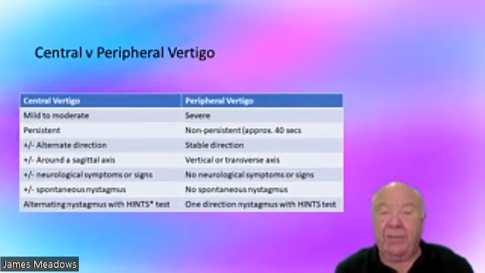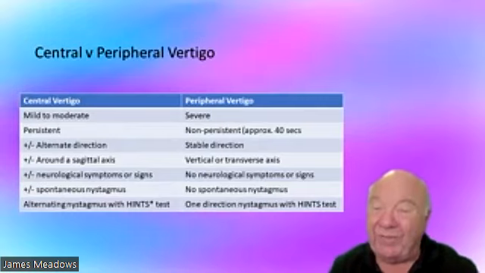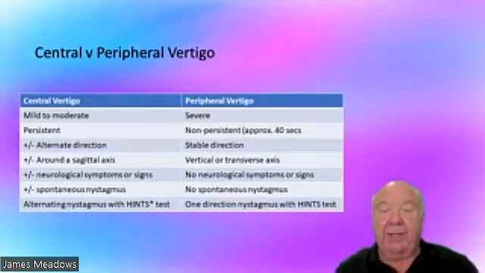Spontaneous nystagmus. Nystagmus is present when they're not vertiginous. This isn't a vestibular reflex problem. This is neurological. Don't mess with it. And with peripheral vertigo, they should only get nystagmus when they've actually got the vertigo.